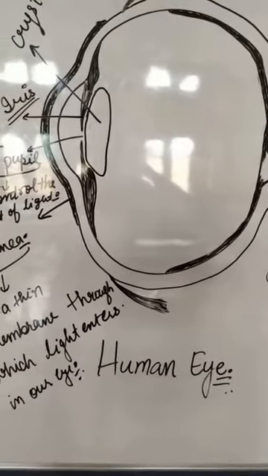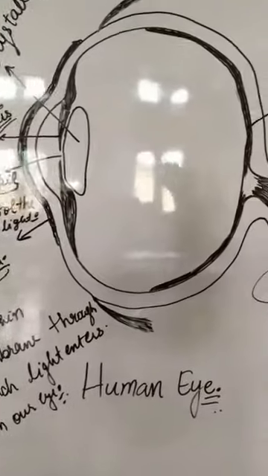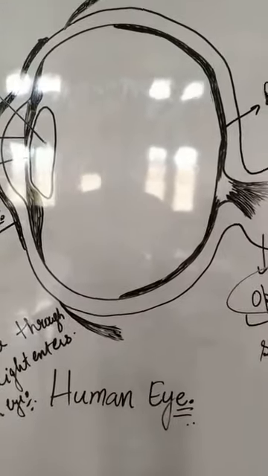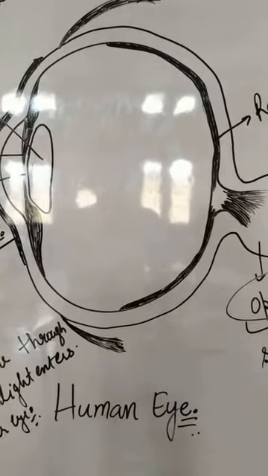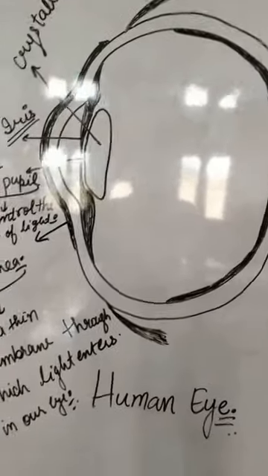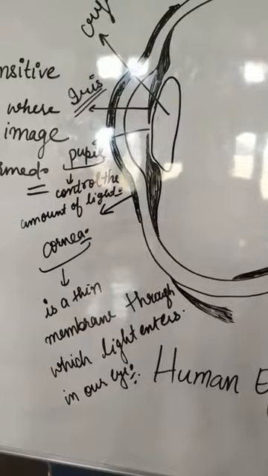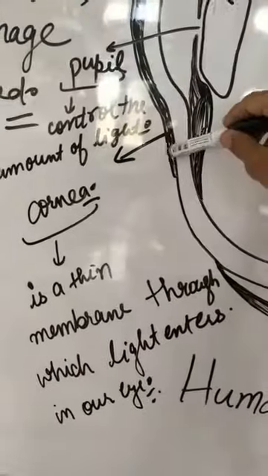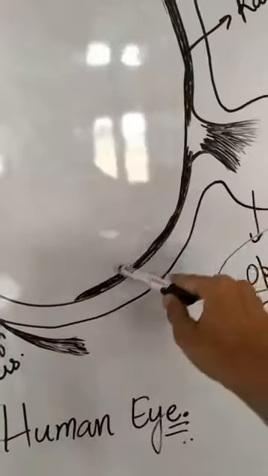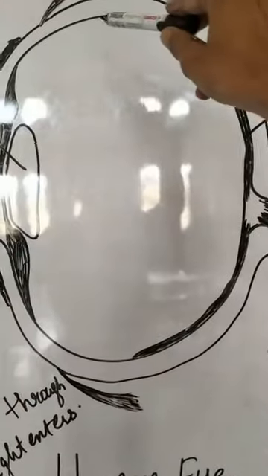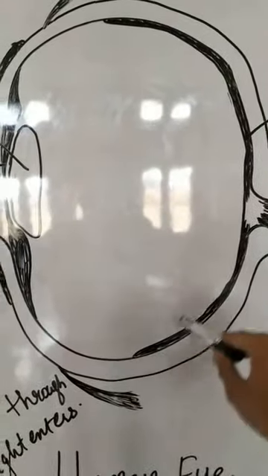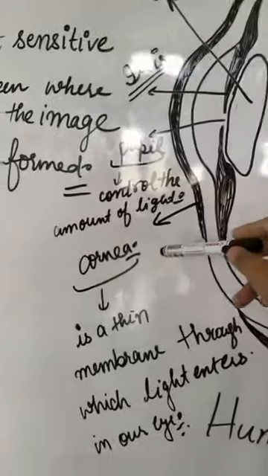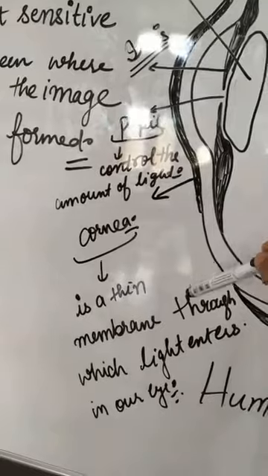So I repeat: first is retina. Retina is a light sensitive screen where the image is formed. Second, cornea. Cornea is a thin membrane through which light enters in our eye. This is cornea. And this is retina.